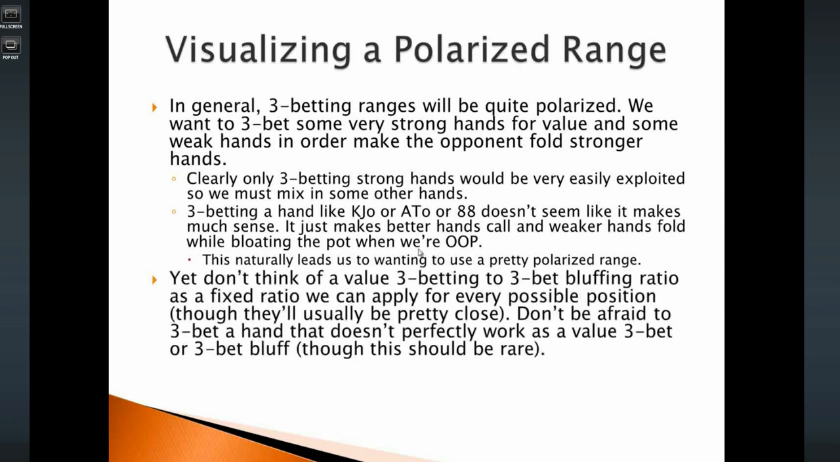Yet don't think of a value 3-betting to 3-bet bluffing ratio as a fixed ratio we can apply for every possible position, though usually it will be pretty close. Don't be afraid to 3-bet a hand that doesn't perfectly work as a value 3-bet or 3-bet bluff, though this should be rare. In the old Preflop series, I was very big on getting this right ratio of value 3-bets to 3-bet bluffs. The problem with that is it assumes that whether or not a hand is a value 3-bet is kind of like a binary thing.